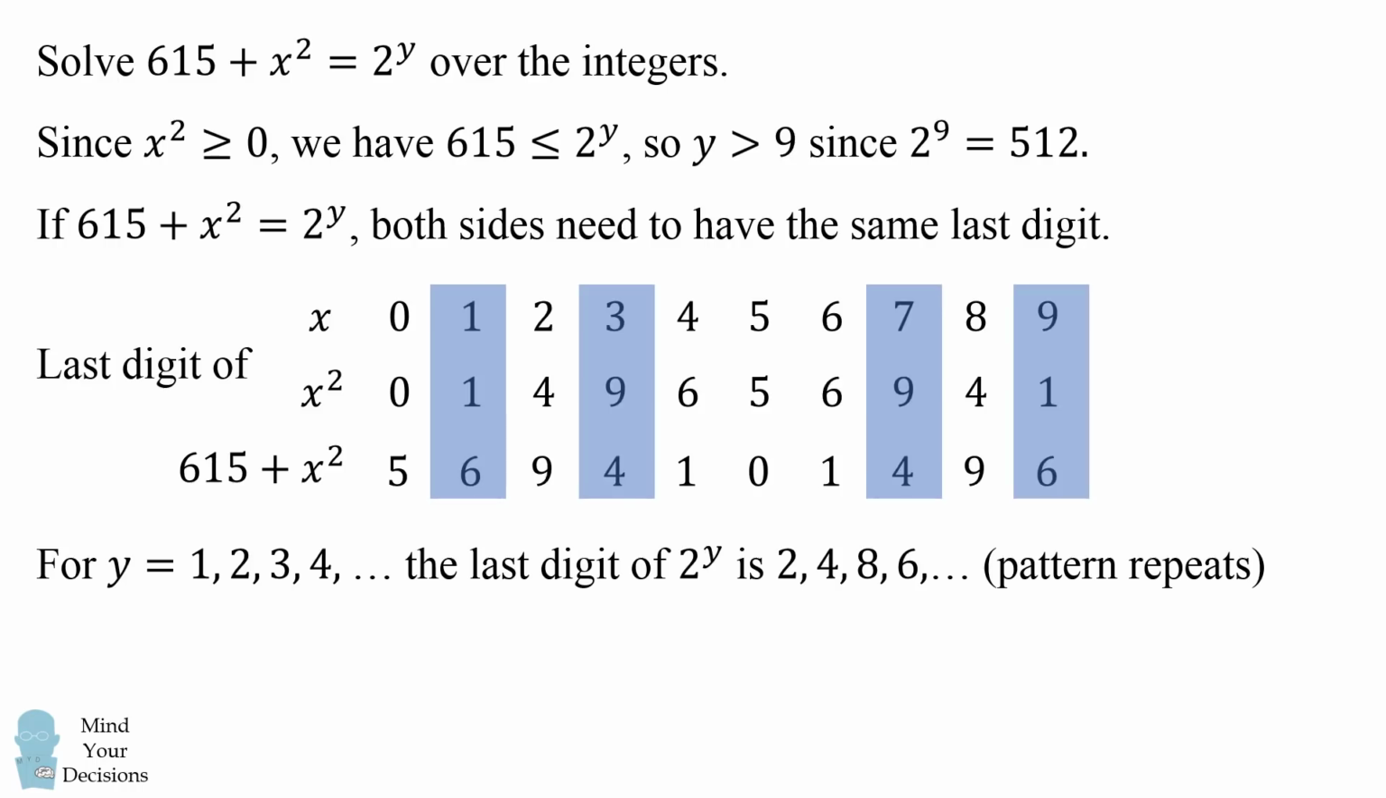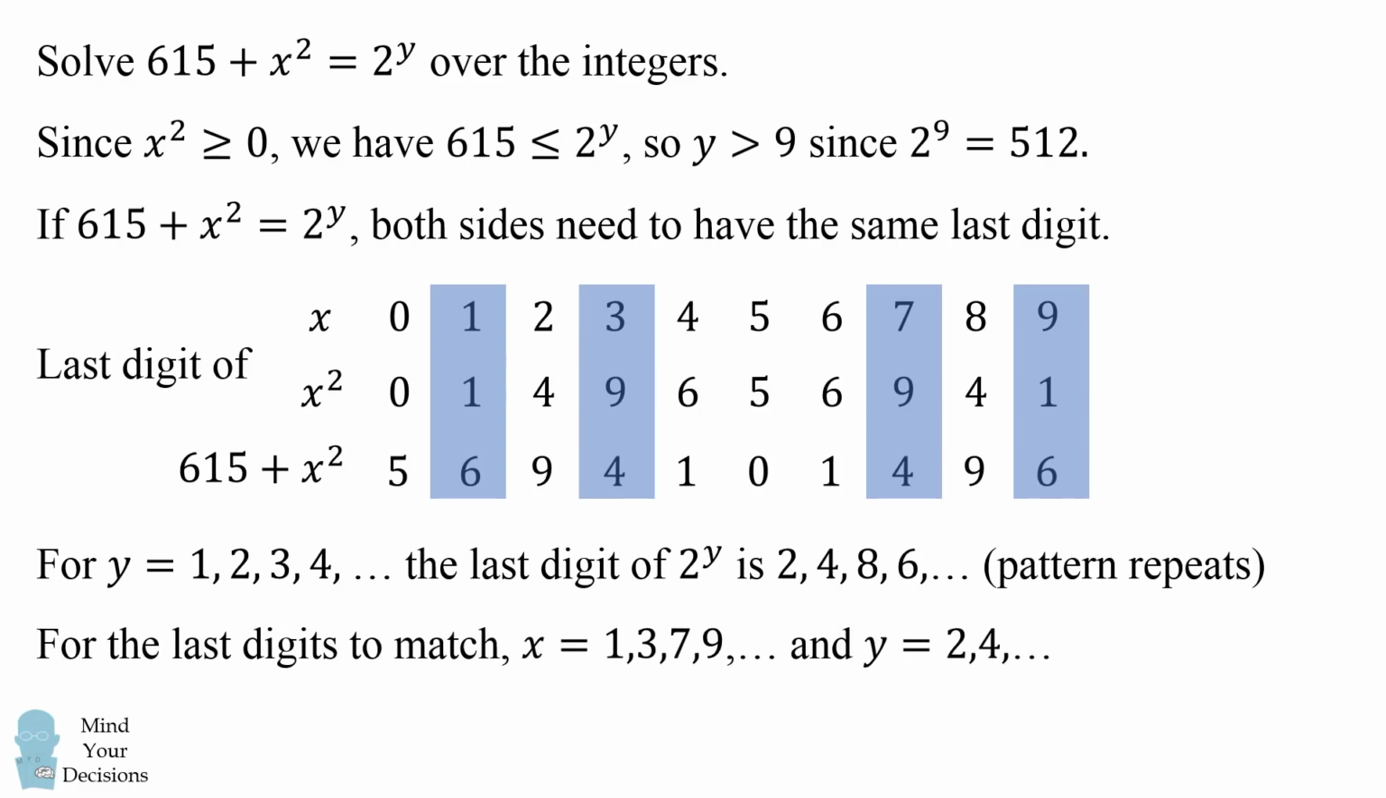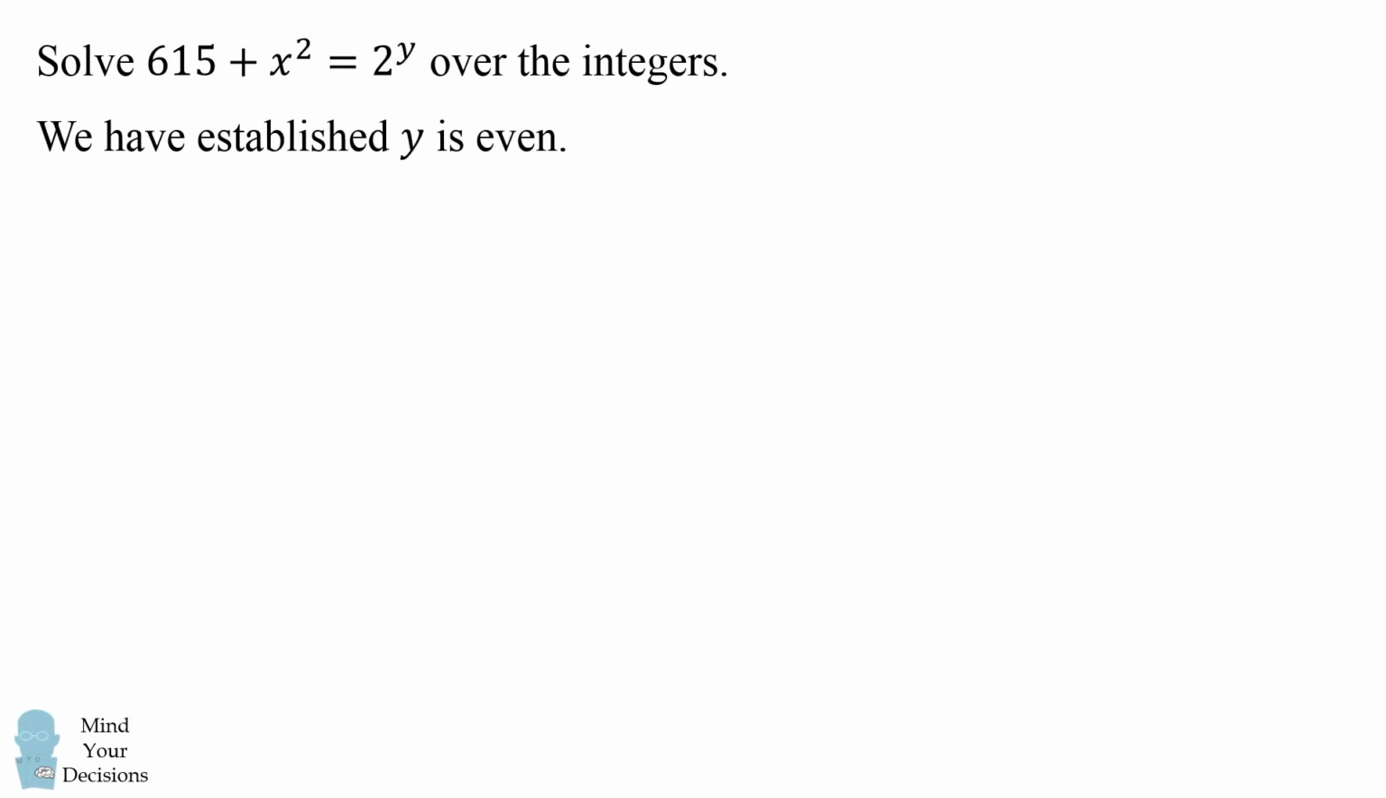Now, in order that the last digits match, we look at the last digit of 615 plus x squared, and we want to see which ones correspond to 2, 4, 8, or 6. This only happens when x is equal to 1, 3, 7, or 9, and the last digit will be 6 or 4. So for the digits to match, the very last digits, x would have to be 1, 3, 7, or 9, and y would have to be 2, 4, 6, 8, and so on. In other words, y would have to be an even number. So we've established that y is even, and that'll be the key to solving this problem.